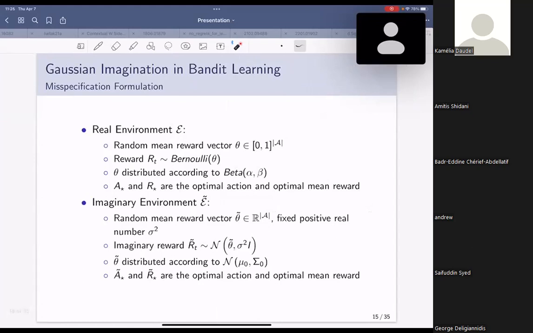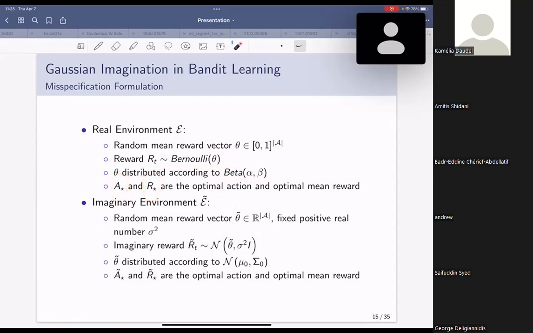So we need to reformulate the concepts we had before just to adapt them to misspecification. For the real environment, everything is the same as before. We have a mean reward vector theta. The rewards are coming from a Bernoulli distribution, and the prior distribution is a beta distribution. And the optimal action and optimal mean reward are denoted by A star and R star.